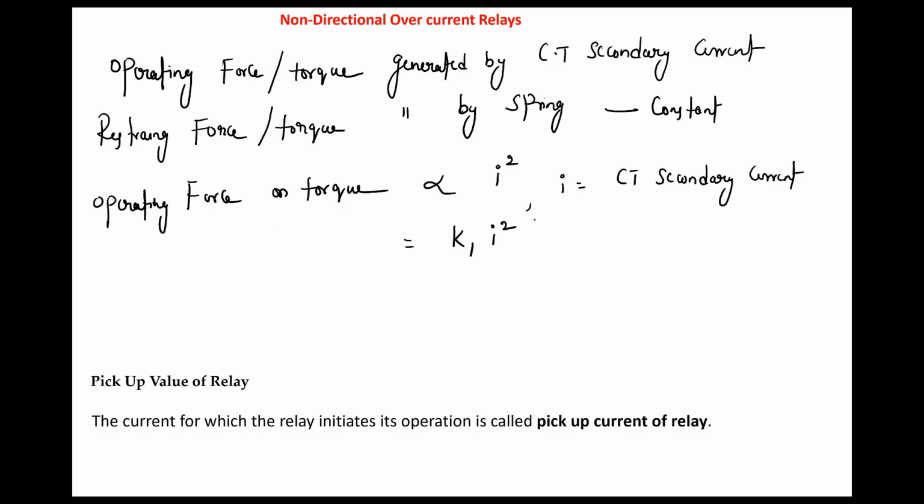Now this restraining force or torque, I am calling it a constant K4. It is in Newtons in case of a force or Newton meters in case of a torque. So the net force or torque acting on the plunger or disc is given by the operating force, K1 I squared, minus the restraining force, K4.